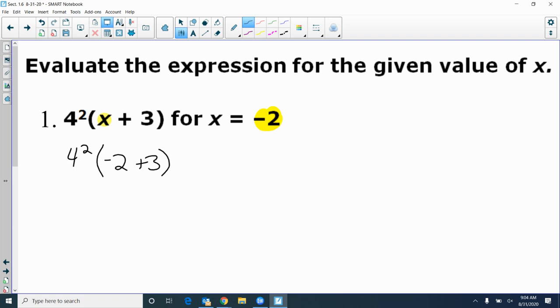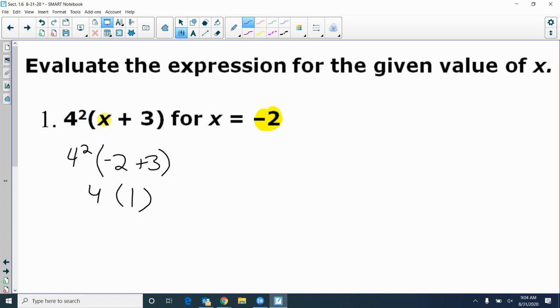-5. -2 plus 3. So remember, I have different signs. So I want to keep the sign of the largest absolute value. So what's bigger, 2 or 3? Okay, so I know my answer is going to be positive. And then I'm going to do big minus small. So 3 minus 2 would be what? Good. So I have +1 here.